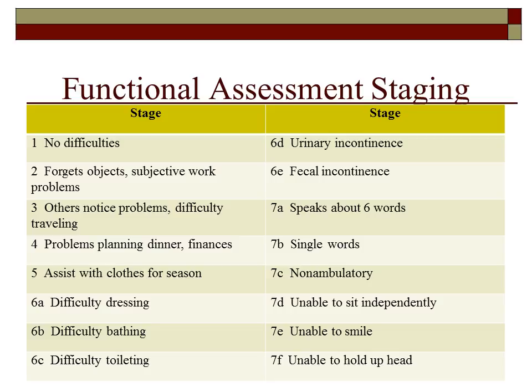This is clearly shown in the functional assessment staging that Barry Reisberg created some time ago. If you look through these stages, stage 1 is when there are no difficulties. Stage 2 is the beginning of Alzheimer's, when it is recognized that they're forgetting things and have subjective work problems in demanding situations. Others start to notice the problems, and they might have trouble traveling in stage 3. In stage 4, they have difficulty with basic kinds of instrumental activities of daily living, like cooking. Stage 5, starting to have problems, and you can read more about functional assessment staging. There's more in each of these. Stage 5 is when people are having difficulty choosing clothes correctly, but they're still pretty independent.